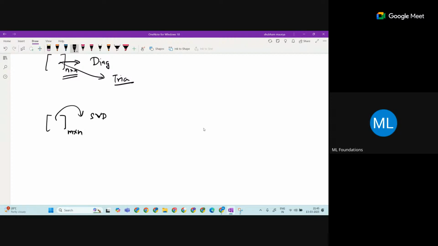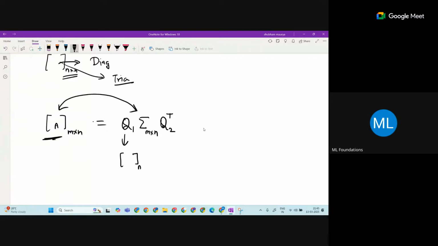And how will this change? This form is nothing but this. If you have this matrix A, then it could be written as Q1 sigma Q2 transpose, where Q1 is a square matrix. Let me write the order here first: sigma is going to be of order m cross n. Whatever order the matrix has, sigma has the same order. And beside these two, the others are going to be square matrices.